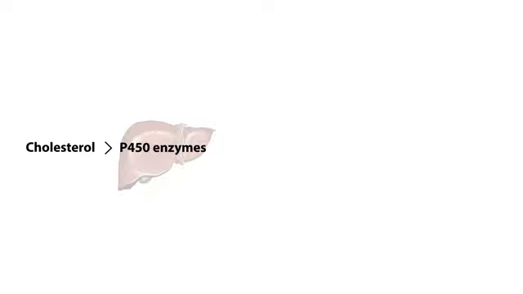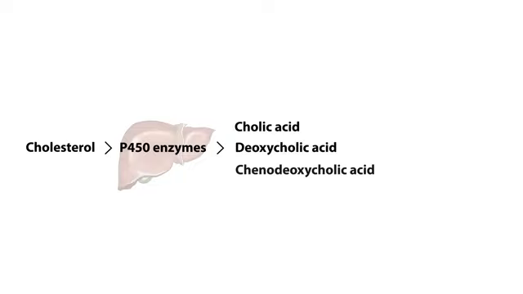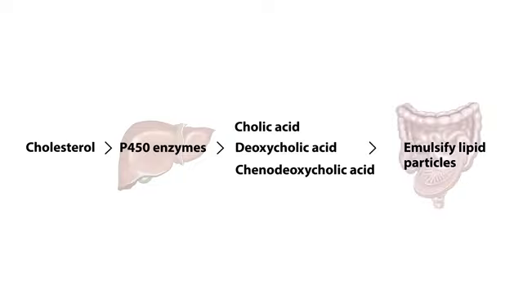This forms cholic acid, which is a newly synthesized or primary bile acid, and other derivatives. And these bile acids and bile salts, which contain remnants of hydrophobic moieties of cholesterol, but now have a polar acidic region, act as a detergent and are what allow bile to emulsify lipid particles in the gut so that we can absorb dietary fats.